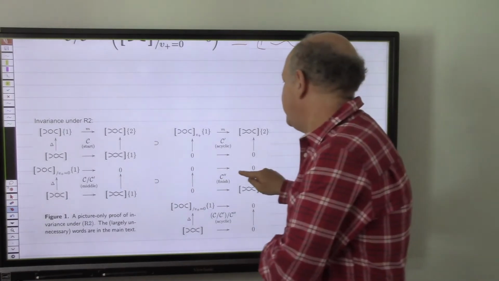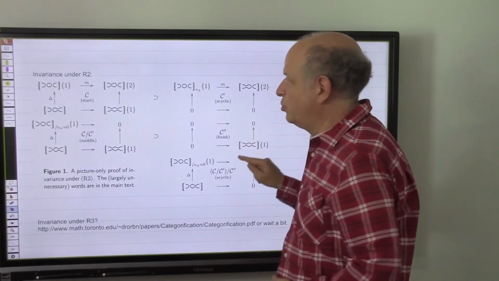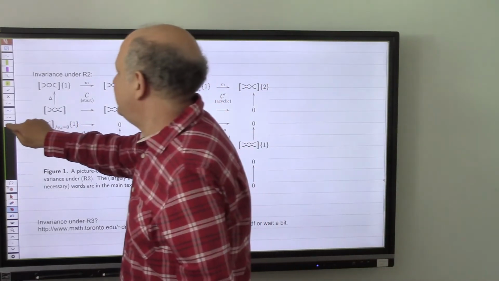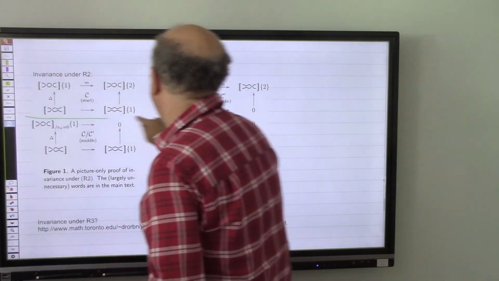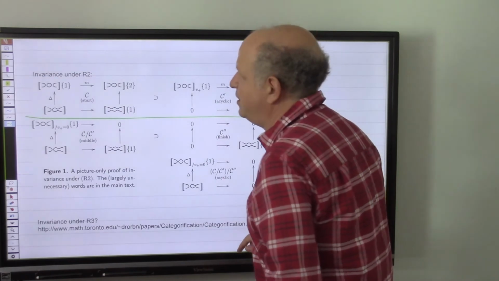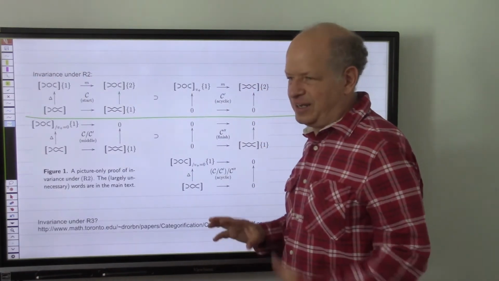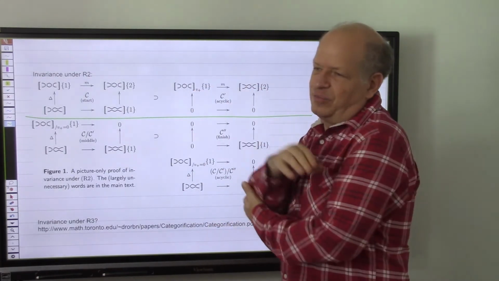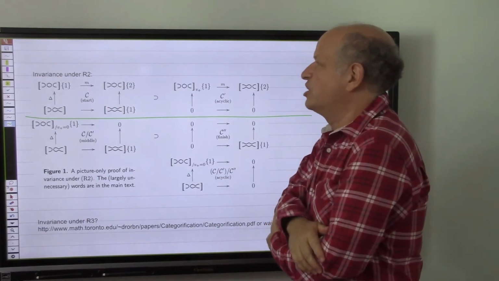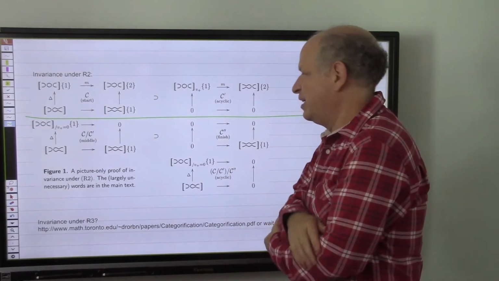Okay, let's do invariance under Reidemeister 2, and again it's very easy. But again, it requires using symbolic notation for bigger things, okay?